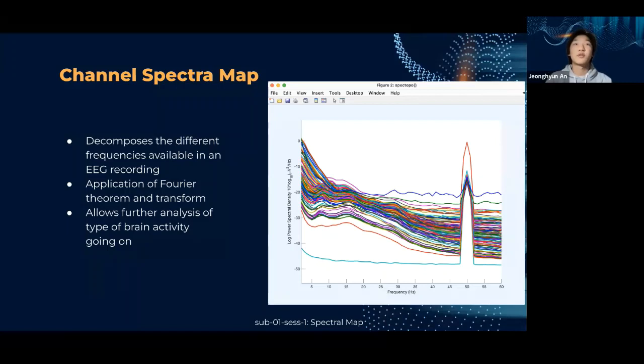So what a channel spectrum map does is it uses mathematical functions to show us which frequencies are present. Now, the image on the right is a spectrum map for subject 1, session 1. This one shows a peak at 50 hertz, which is most likely line noise. This allows us to get an overview of what brain activity is available, and also perform pre-processing and check which artifacts are present.